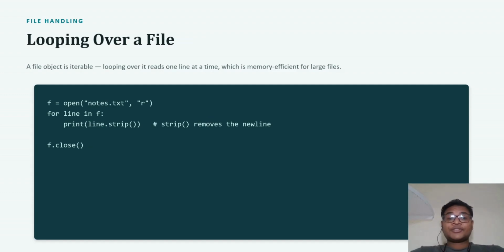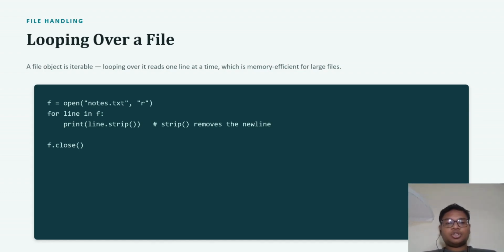Now let's talk about looping over a file. What does it mean? A file object is iterable, so looping over it reads one line at a time. A file object is always iterable, and looping over it reads one line at a time, which is memory efficient for large files.